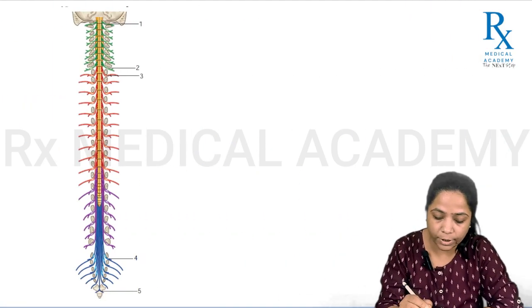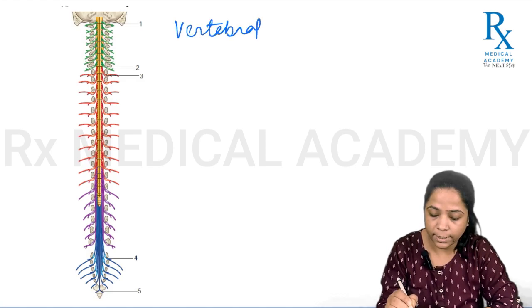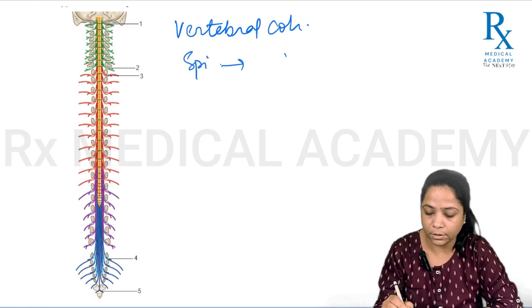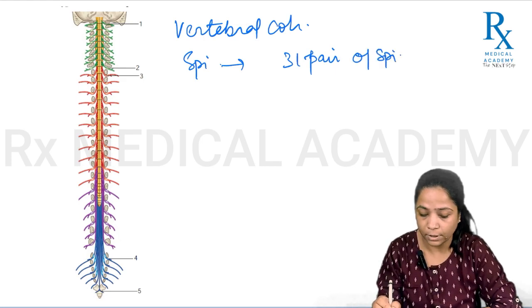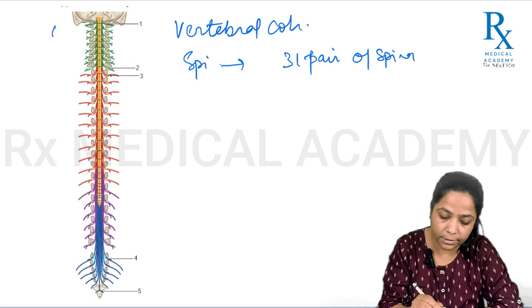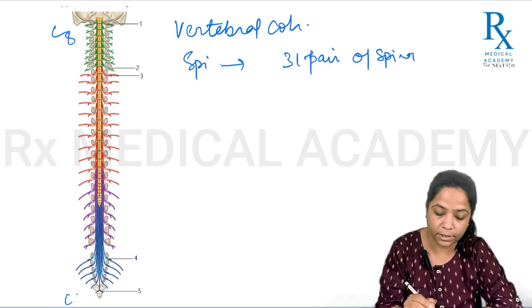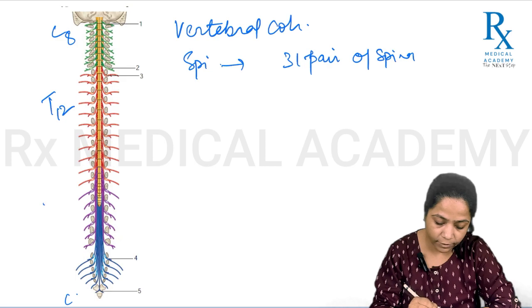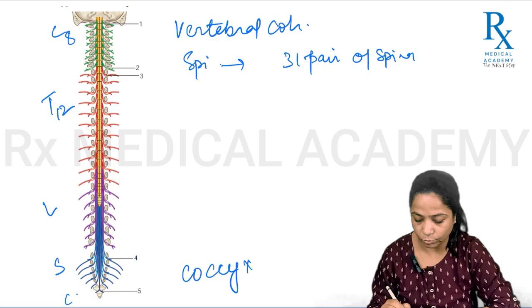We all know that we have a long cord inside our vertebral column. Inside our vertebral column, we have a long spinal cord, and it gives 31 pairs of spinal nerves. From the region of the cervical to the coccyx, we have C8, a total of 8 pairs of cervical spinal nerves. Then we have 12 pairs of thoracic spinal nerves, then lumbar, sacral, and 1 pair of coccygeal spinal nerves.